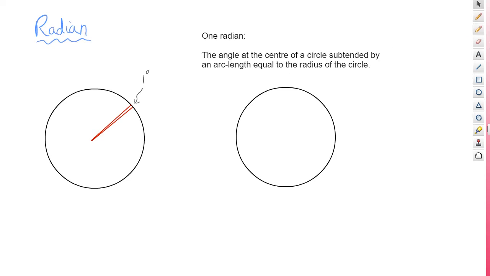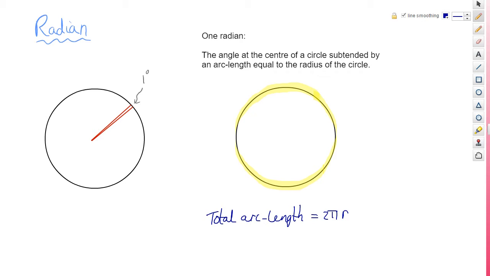definition. 1 radian is the angle at the centre of a circle subtended by an arc length equal to the radius of the circle. So what does that mean? Well, arc length is just the distance around the circle, around the circumference. We know that if I go all the way round, that arc length is equal to the circumference and is equal to 2 pi r. So total arc length, let's write that down, is the circumference, which is 2 pi r. That's useful a bit later on.